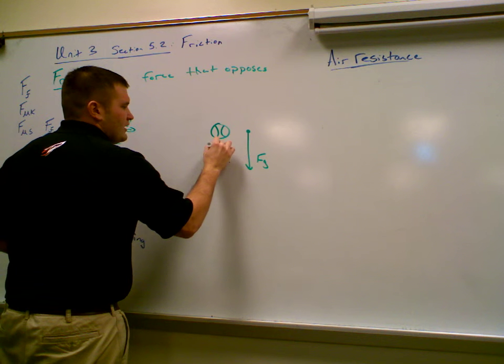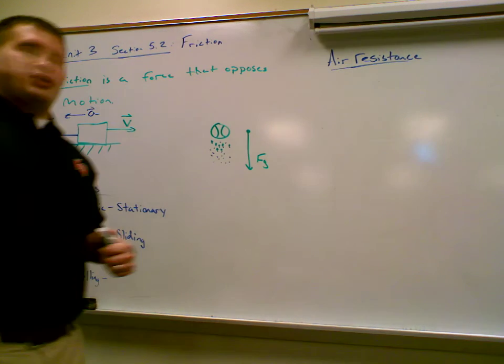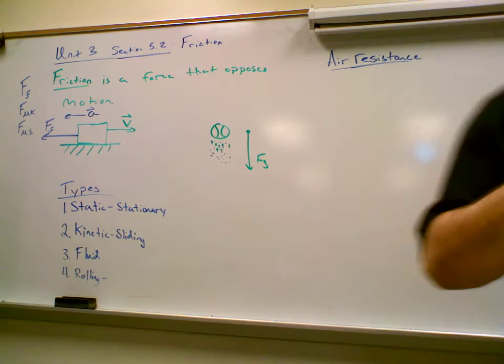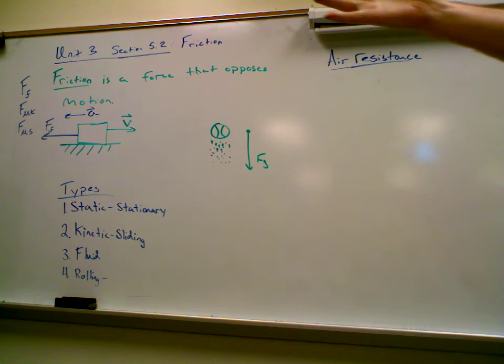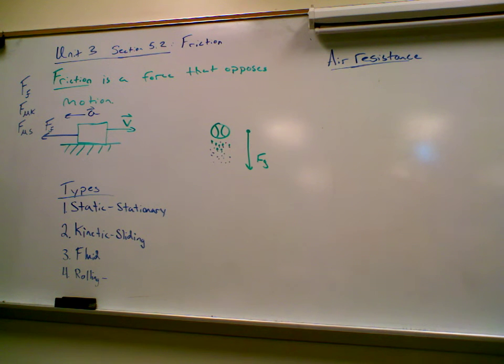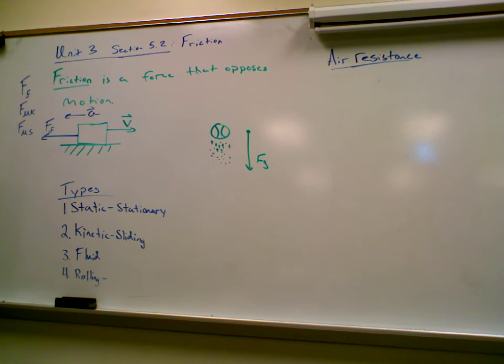And if you don't believe me, the next time you are in a car driving down the highway, ask permission first, I don't want you to hurt yourself, but roll the window down and stick your hand out the window. Where does your hand go? It goes back, right? Because your hand is now colliding with air particles, which then force your hand back.